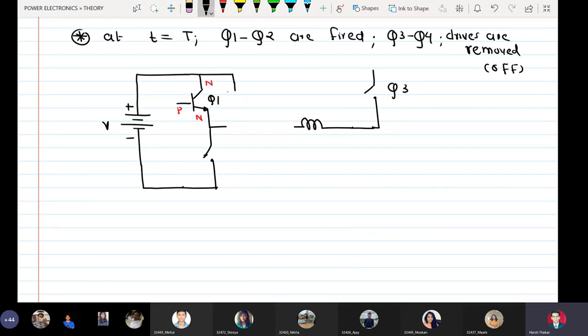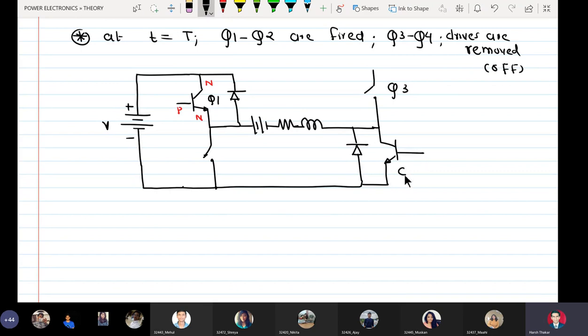Because I want to draw the diode here. This is my D1 like this. The polarity L di by dt. Here L. Okay, now the diode D2 and here my transistor Q2. D1, D2. So see students what is going to happen. Plus minus C, so plus goes here, minus goes here. So D1 and D2 will become forward biased.